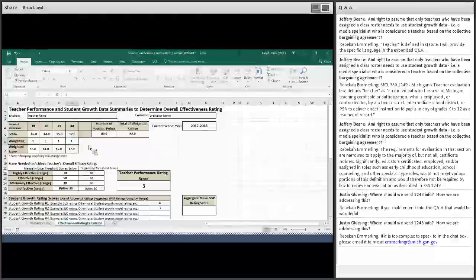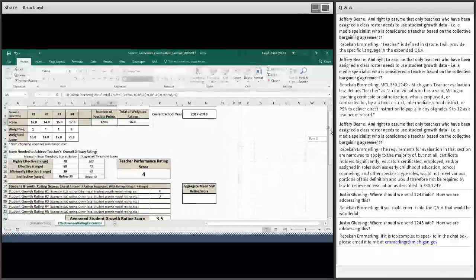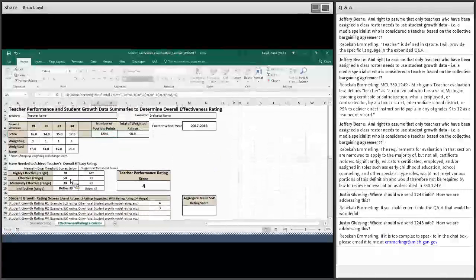So as I was saying, you can weight certain domains depending on district or public school academy priority. So in this case, we would weight fictitious domain/dimension number 3, which would change the number of possible points that an educator could receive. Then what that would do is change the potential threshold scores for what would be highly effective, minimally effective, and ineffective.